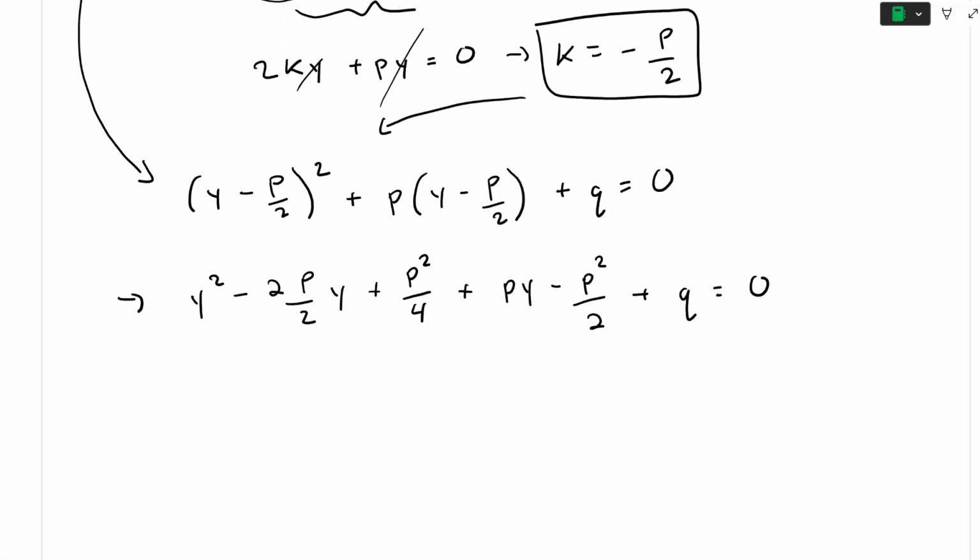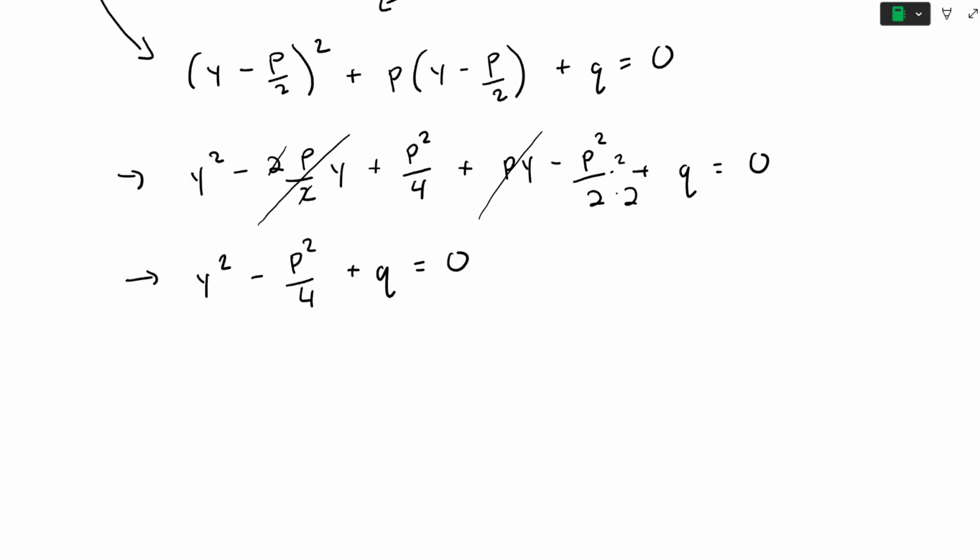Now the next step is, this cancels with this. We have a negative py and a py, so these cancel out. Now we have a p squared over 4 and a negative p squared over 2. So multiply top and bottom by 2 so that we get a denominator of 4. Then we get y squared plus p squared over 4 minus 2 over 4, so a negative p squared over 4, and then plus q equals 0.